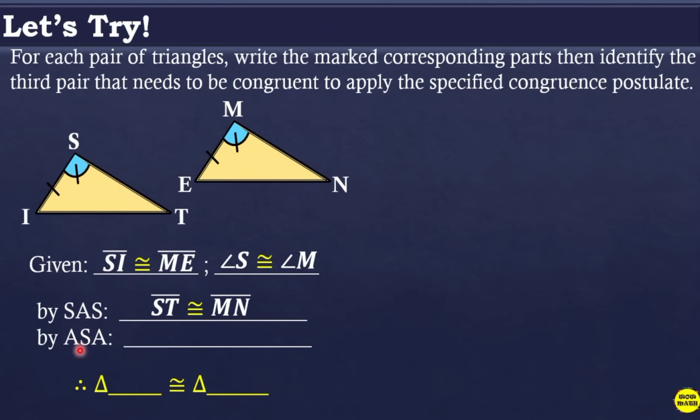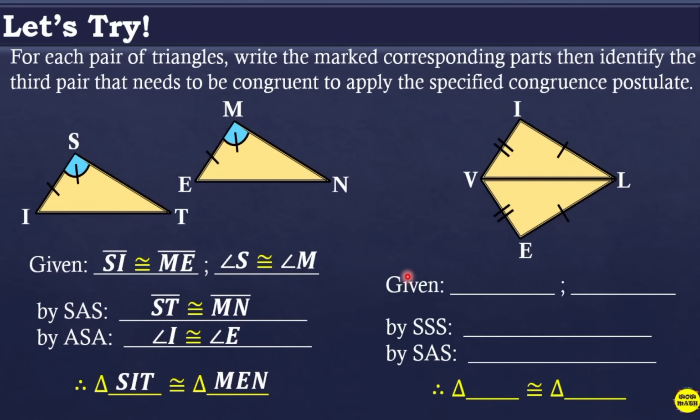Okay? How about ASA? So, para naman maging angle, side, angle, dapat ito. So, angle I is congruent to angle E. Okay, so therefore, we can say that triangle SIT is congruent to triangle MEN. Let's have the second one. So, our given is, we have VI is congruent to VE. And then the other given, we have LI is congruent to LE.